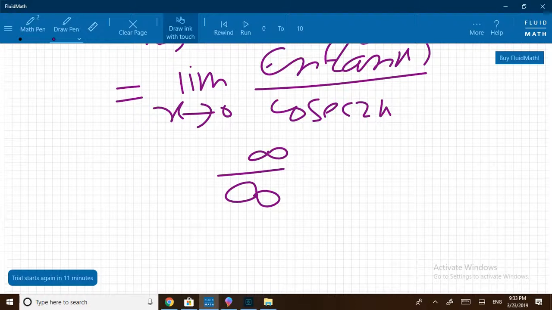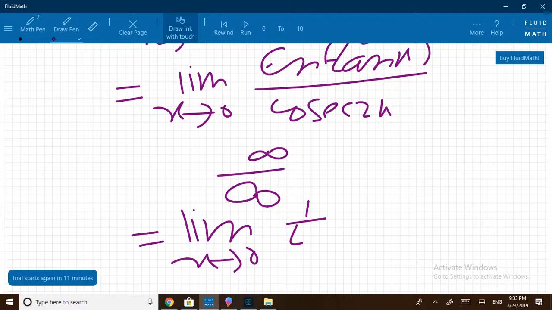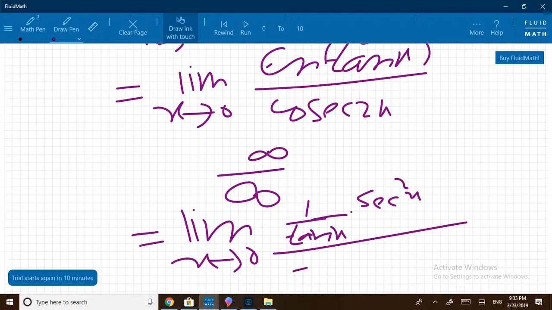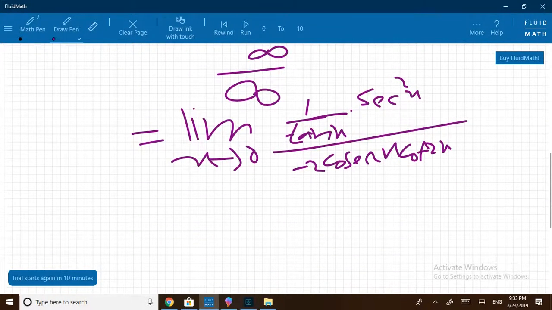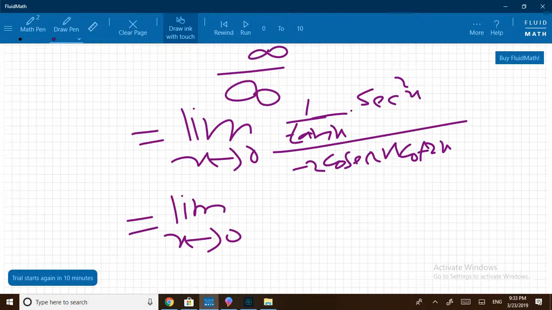Applying the L'Hopital rule, we get the limit as x approaches 0. The derivative of natural log of 10x is 1 over x, divided by the derivative of cosecant 2x, which is minus 2 cosecant 2x cot 2x. Now we simplify it, and after simplifying we'll again check whether it is indeterminate form.